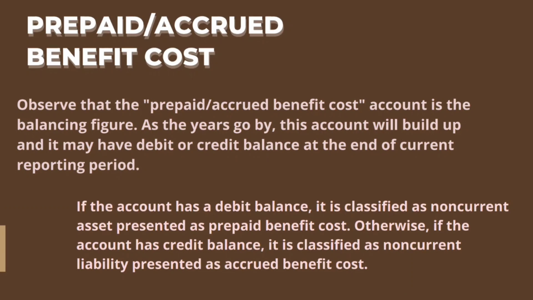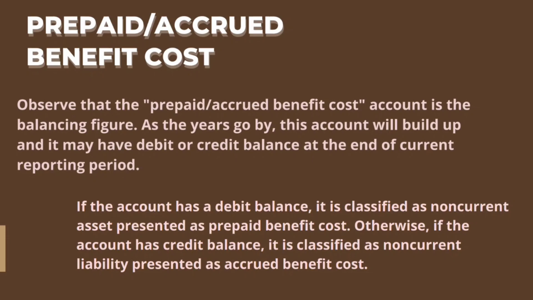Observe that the prepaid accrued benefit cost account is the balancing figure. As the years go by, this account will build up. It may be a debit or credit balance at the end of the current reporting period. If the account has a debit balance, it is classified as a non-current asset, presented as prepaid benefit cost. Otherwise, if the account has a credit balance, it is classified as a non-current liability, presented as accrued benefit cost.